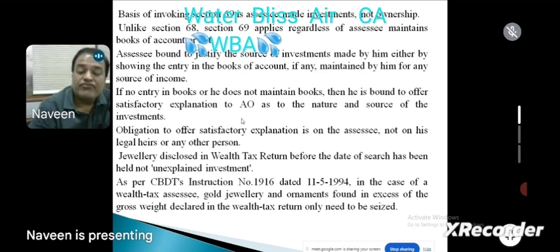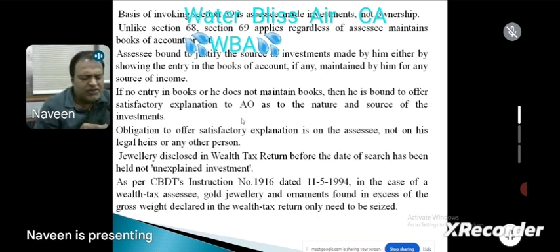So, if you are not able to explain satisfactorily as to the nature and source of the gold, it would be taxed as unexplained investment under 69B and as discussed 115BBE, and penalty under 270AC would be invoked at 60%, 10% respectively. More circular, sir. Instruction number 1916 dated 11th of May 1994. All of you are with us today.